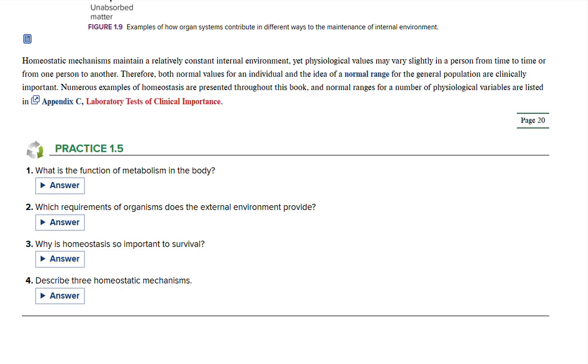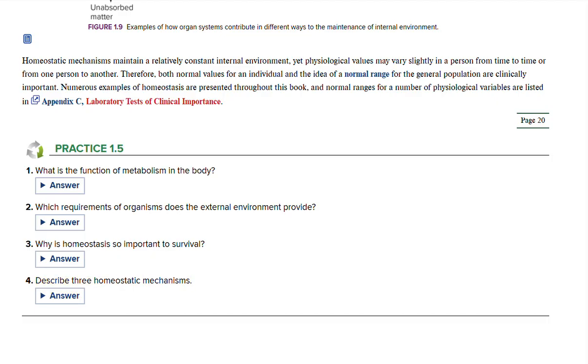Answer. Survival of the human organism depends on the survival of its cells. Homeostasis maintains the internal environment in which those cells live. Describe 3 homeostatic mechanisms.